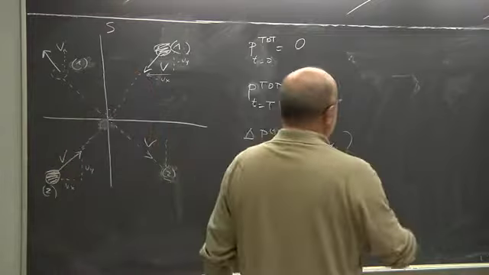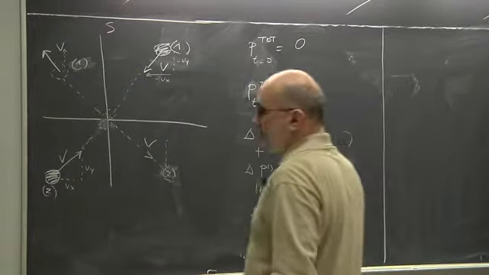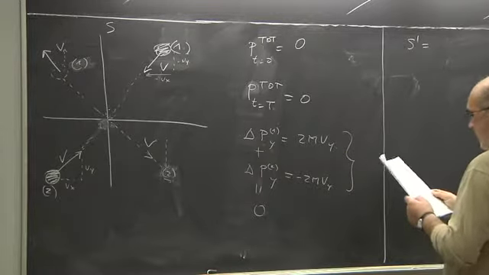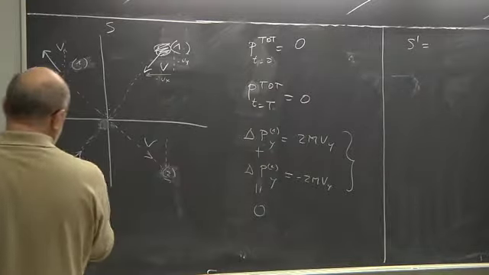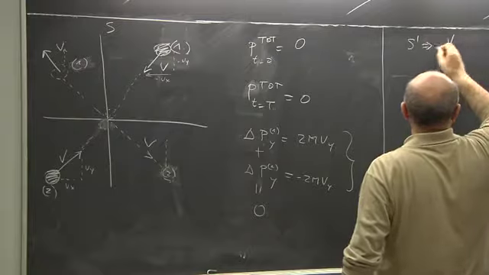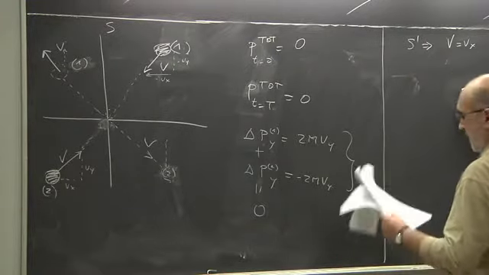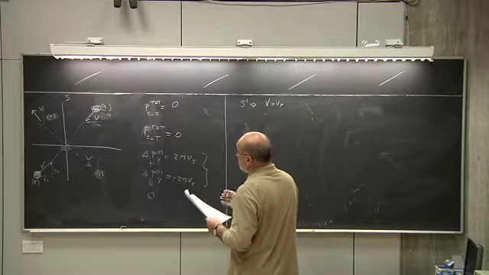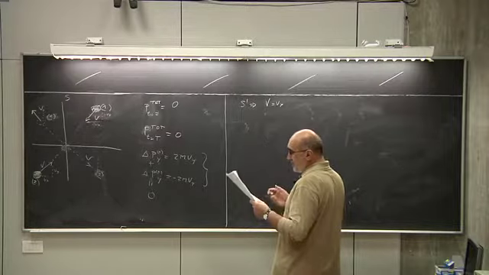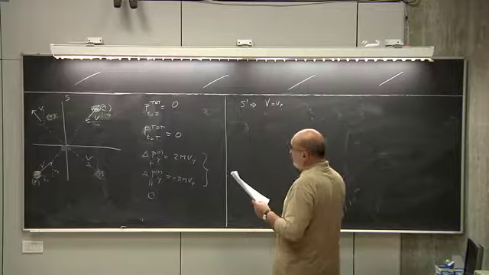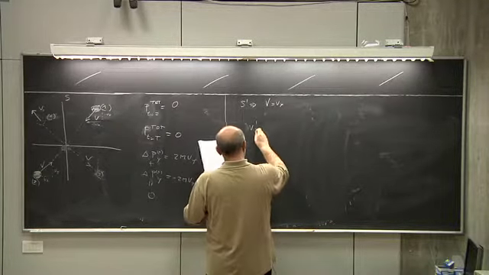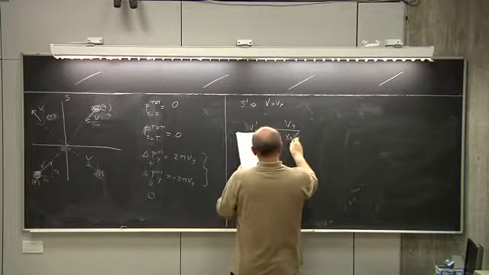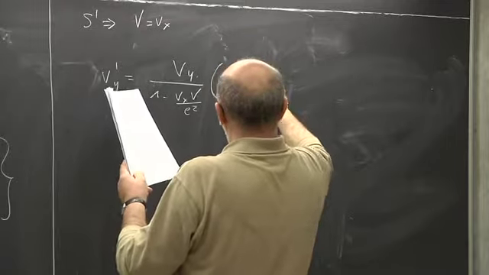So everything is fine in the rest frame. The momentum is conserved, and everything is okay. But now let's go to another frame, S prime, which moves with velocity Vx. Yesterday we derived a formula that tells us how the vertical component of the velocity changes when you go to a moving frame: v prime y equals vy times (1 minus vx v over c squared) over the square root of (1 minus v squared over c squared).